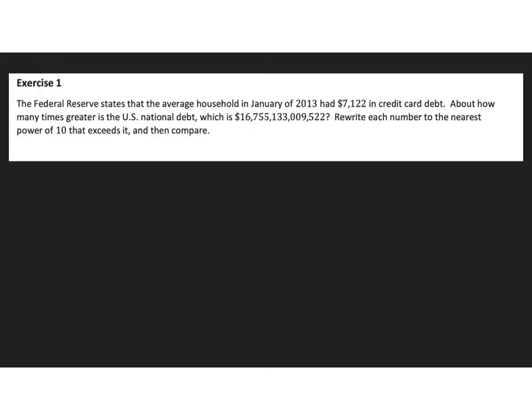Alright, beginning with exercise 1, it says the Federal Reserve states that the average household in January of 2013 had $7,122 in credit card debt. About how many times greater is the U.S. national debt, which is $16,755,133,009,522. Rewrite each number to the nearest power of 10 and then compare them. So the first thing we want to do is take these numbers and round them off to the nearest power of 10.